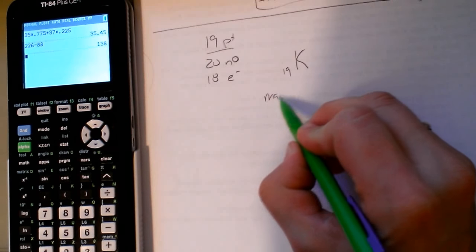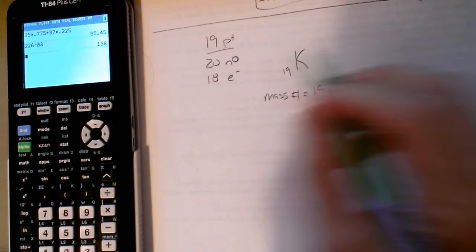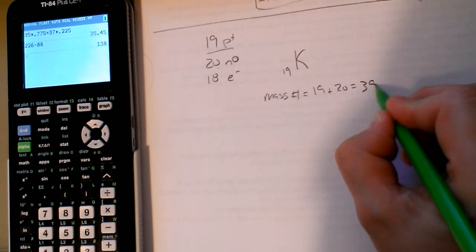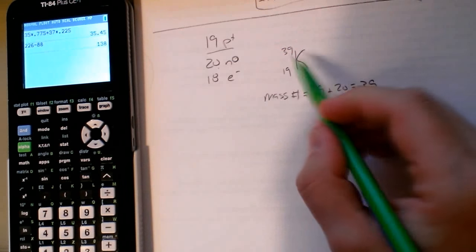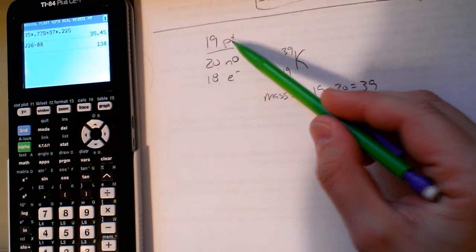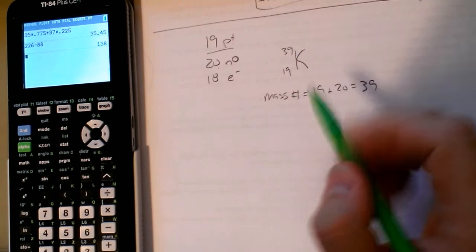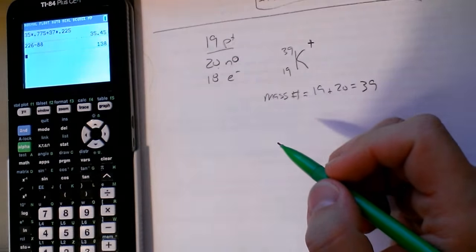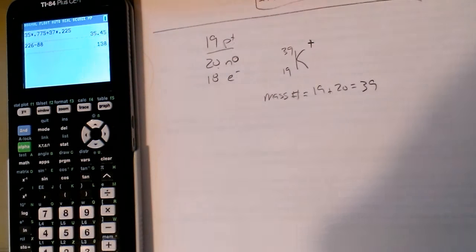The mass number is the number of protons plus the number of neutrons. We have 19 protons plus 20 neutrons gives us 39, a mass number of 39, or 39 nucleons. So that goes there. If we notice, the number of electrons is 1 less than the number of protons. So our atom isn't an atom at all, it's an ion and has a charge of +1, since there's 1 more proton than there are electrons. There's our symbol for our potassium ion.